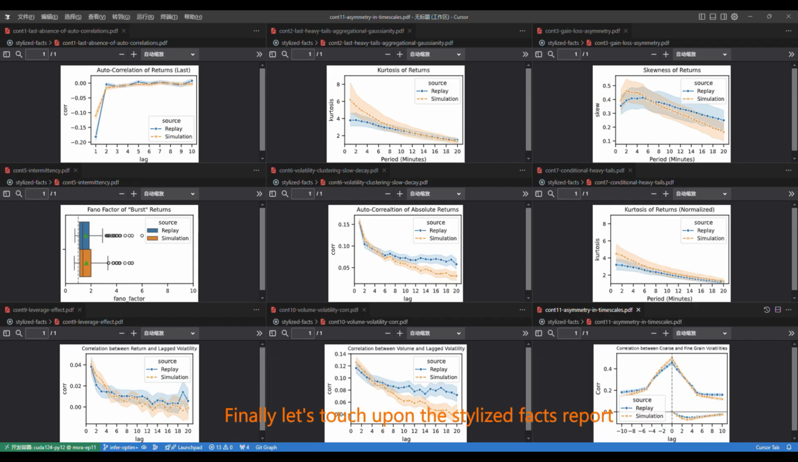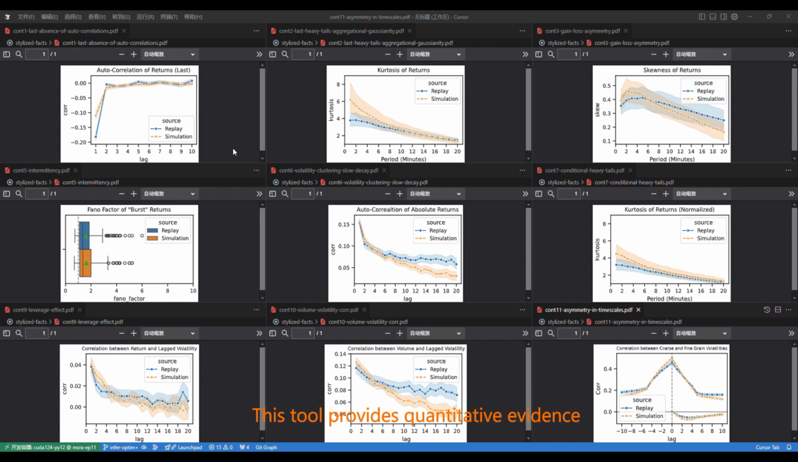Finally, let's touch upon the Stylized Facts Report. It serves a critical validation purpose, assessing the realism of our simulation engine. Financial markets exhibit consistent statistical characteristics, often called stylized facts. Think of properties like heavy tails in return distributions, meaning extreme price moves happen more often than a simple normal distribution would predict, or volatility clustering, where periods of high and low market turbulence tend to group together.